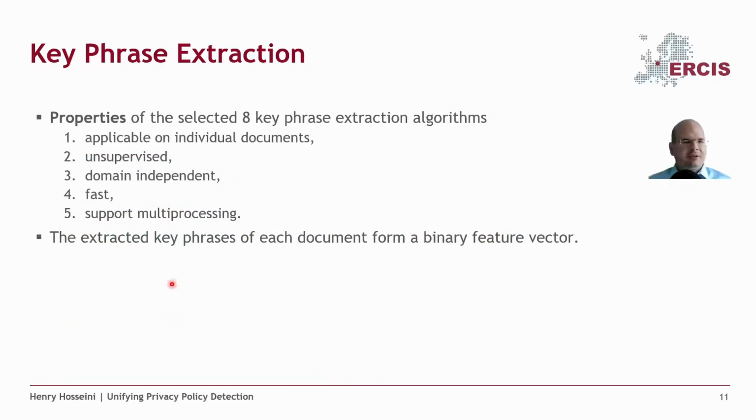Regarding the properties of these selected key phrase extraction algorithms, originally we had 16 candidates. However, we kept only 8 key phrase extraction algorithms in our toolchain, which were applicable on individual texts, unsupervised so that they do not require any sort of training, domain independent, fast, and also support multiprocessing in order to accelerate the extraction of the key phrases from the texts. And these resulting key phrases for each document form a binary feature vector.